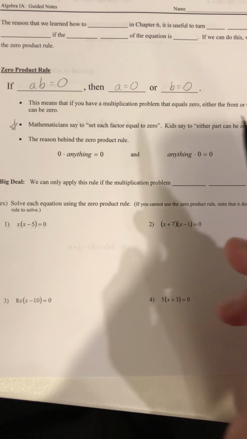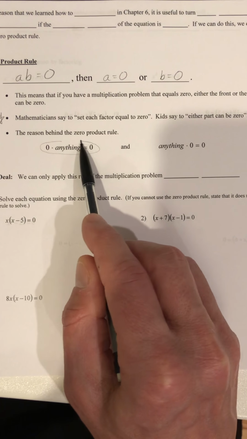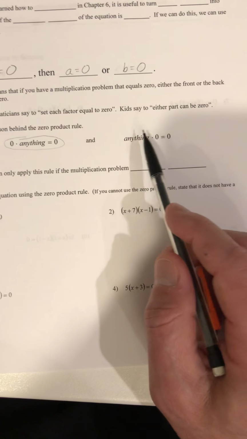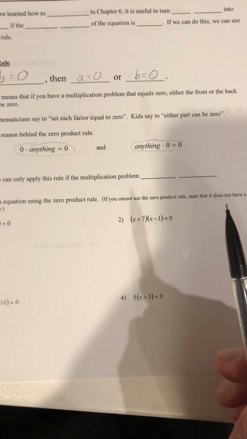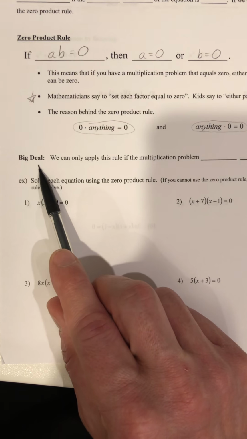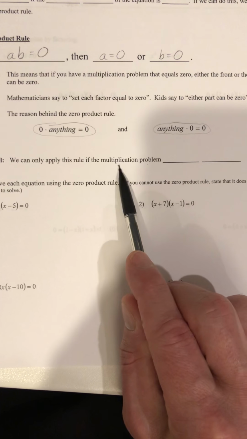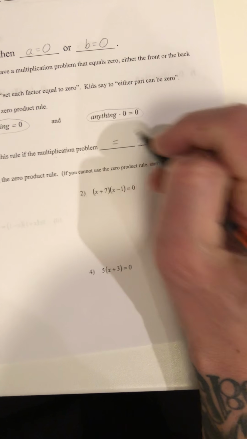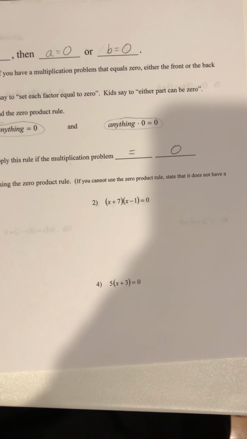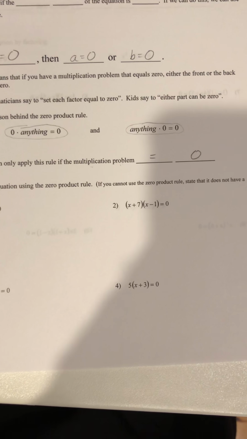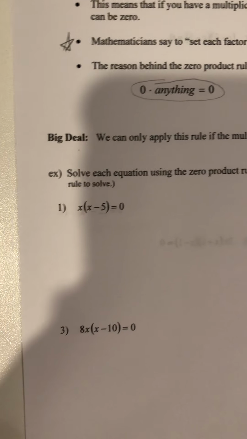Now here's the reason why. This is what kids understand more. If the front is 0, 0 times anything is 0. But also, if the back is 0, anything times 0 equals 0. So it's true. But there is a big deal. We can only apply this rule if a multiplication problem, and it has to be a multiply problem, equals 0. So that's what we're going to try to make sure we set up each time. Now the nice thing is, everything today is already going to be a multiplication problem equaling 0, except for one trick. All right, so here is number 1.